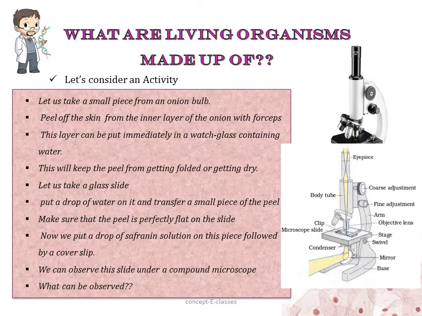It has many parts, like an eyepiece, through which we see, and the body tube. Then we have screws for adjustments, and the stage is where we put the sample, and we have a microscope slide. So here we take this peel and make sure that it is perfectly flat on the slide. Okay, now we put a drop of saffron solution on the piece, followed by a cover slip. We put a cover slip on top of this sample. Now we can observe this slide under a compound microscope.